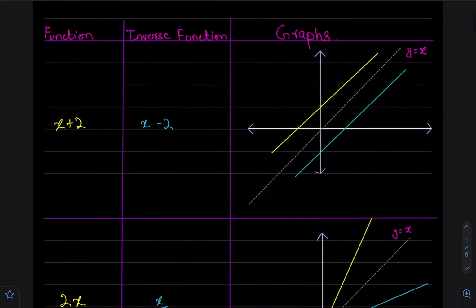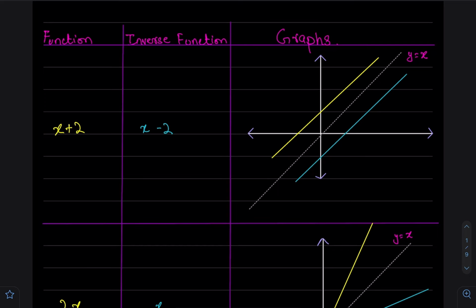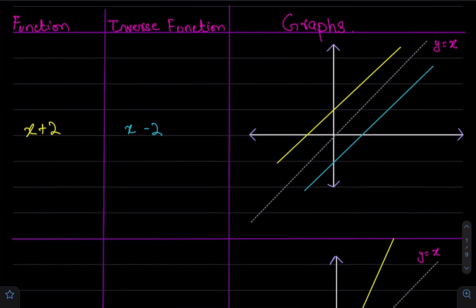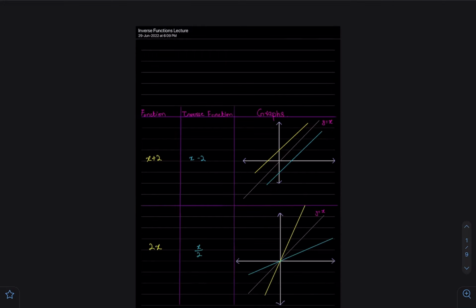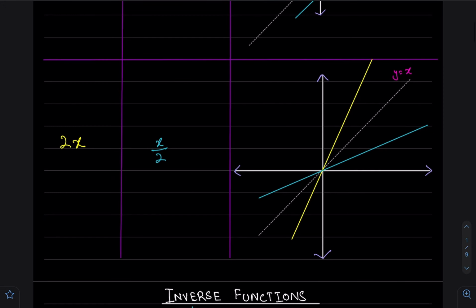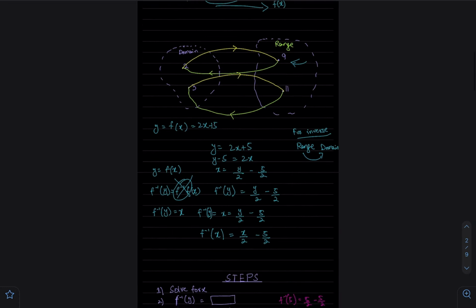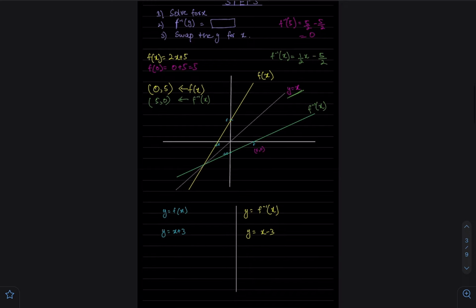And so, as we look on their graphs, x plus 2, its inverse would be x minus 2. When we look at their graphs, they also have this line of symmetry, which is y equals x. A function and its inverse, when graphed on a plane, will always have a line of symmetry, which will be y equals x. You can take a look at this graph for 2x and x over 2, and it has the same line of symmetry, and it is the case with every function and its inverse.